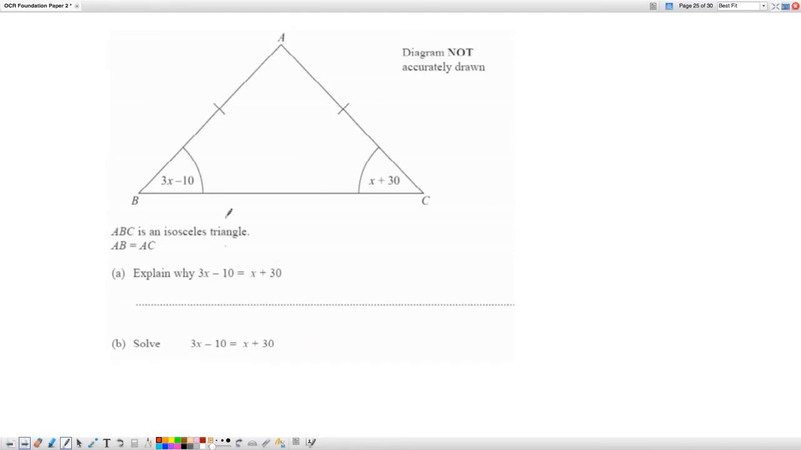Here we have an isosceles triangle. We can see here and here are our two lengths that are the same. If this is an isosceles triangle and these two sides are the same, this angle and this angle, the two base angles, are equal in the triangle. So when asked to explain why this angle equals this angle, we need to state that in an isosceles triangle the two base angles are equal.